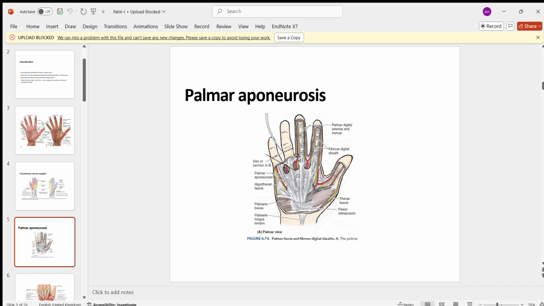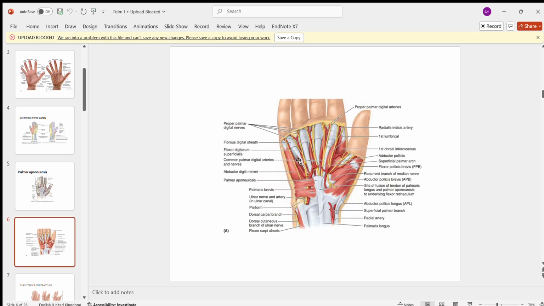At the level of the metacarpophalangeal joints, the palmar aponeurosis divides into 2 strata, a superficial stratum and a deep one. The superficial attaches to the dermis of the palm, and the deep passes between the fingers and further subdivides into two slips for each of these 4 digits, and they are attached to the sides of the phalanges. So this is the palmar aponeurosis. Now in this picture we can see the palmaris longus muscle, which continues as palmar aponeurosis at the level of the palm.